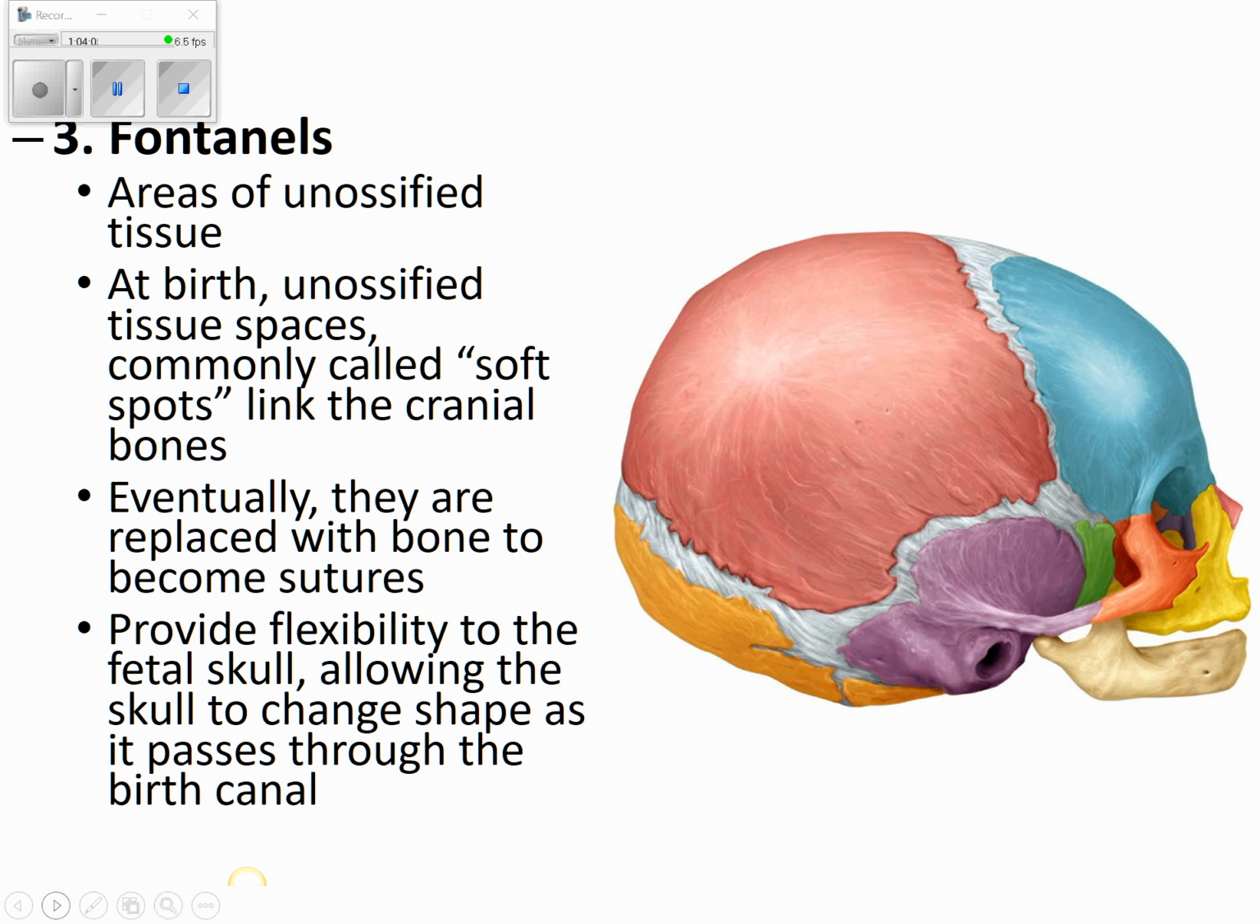Okay, next we have the fontanelles. The fontanelles, of course, are going to allow the brain of an infant to grow very rapidly. So they're areas of unossified tissue. At birth, these unossified tissue spaces are commonly called soft spots. That's what a lot of people refer to them as. They lack the cranial bones. They eventually are going to be replaced with bone to become sutures. They provide flexibility to the fetal skull, allowing the skull, of course, to change shape as it passes through the birth canal.